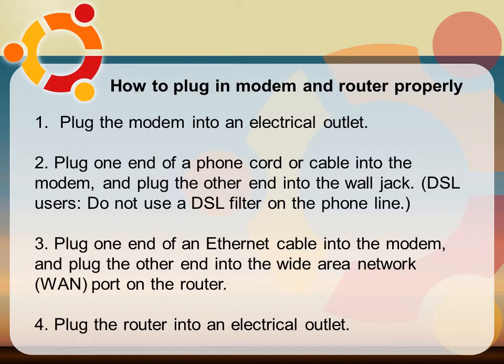Then plug one end of an Ethernet cable into the modem and plug the other end into the wide area network port on the router. Then plug the router into an electrical outlet.